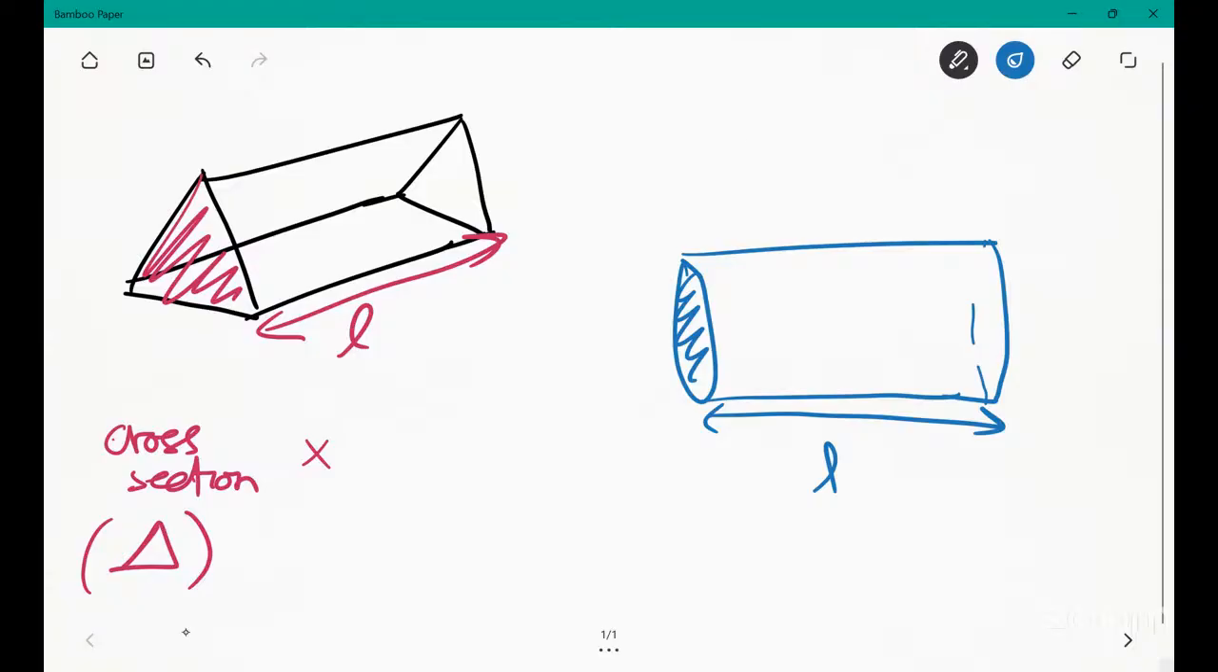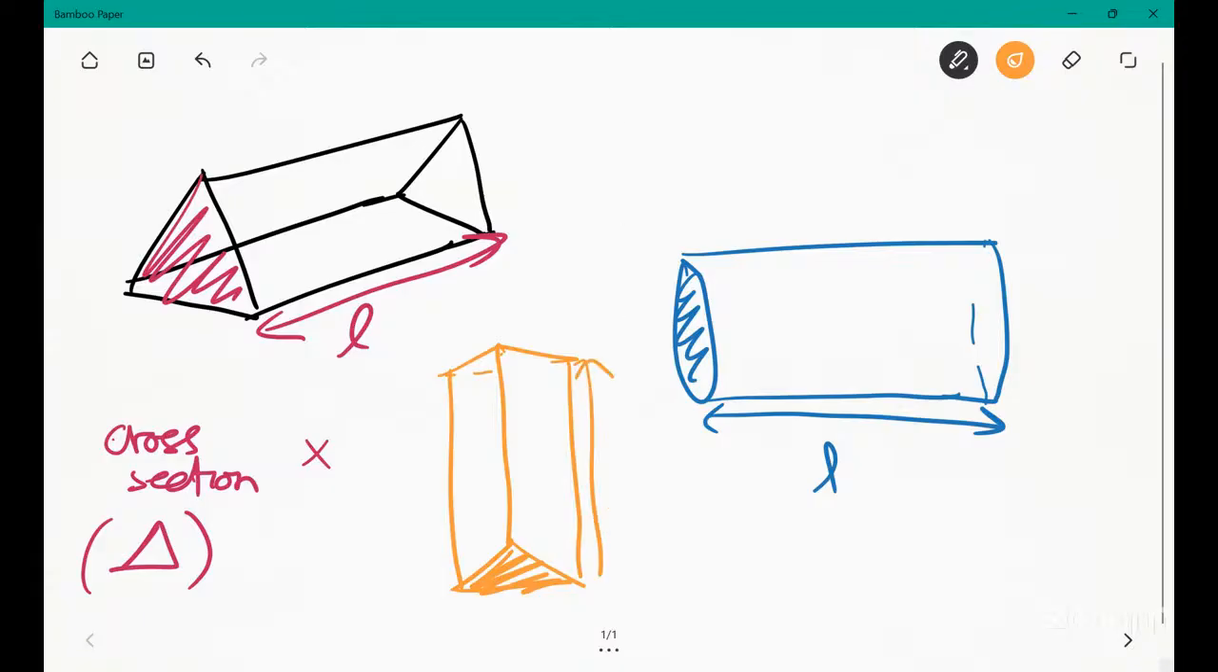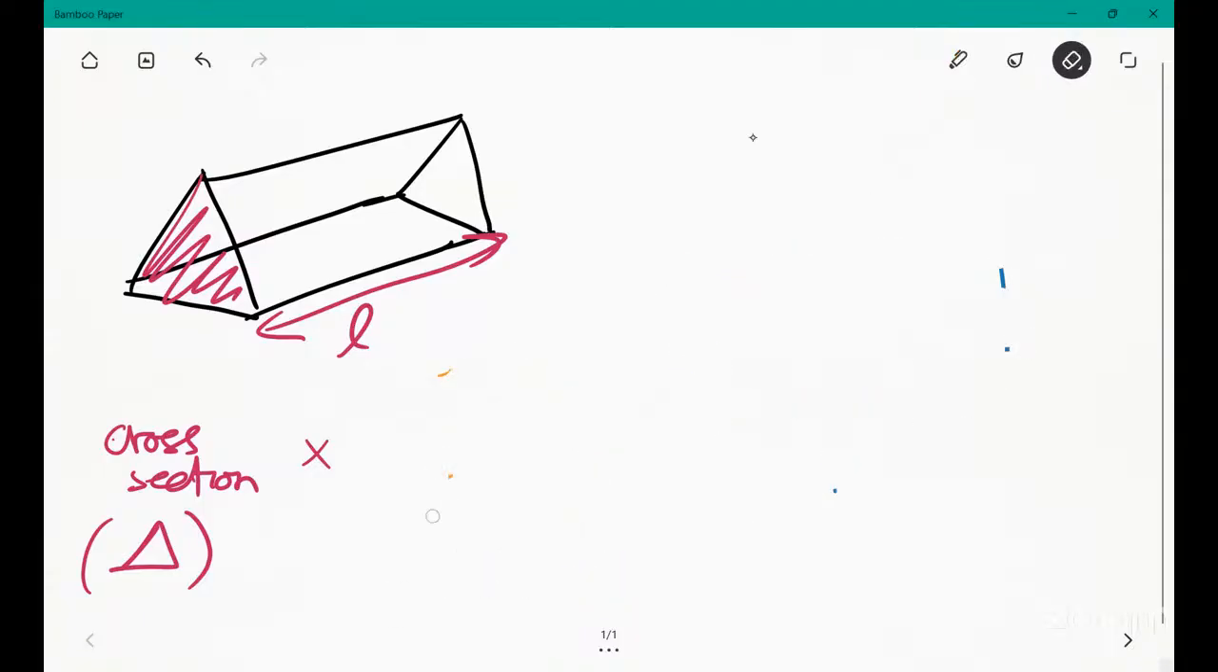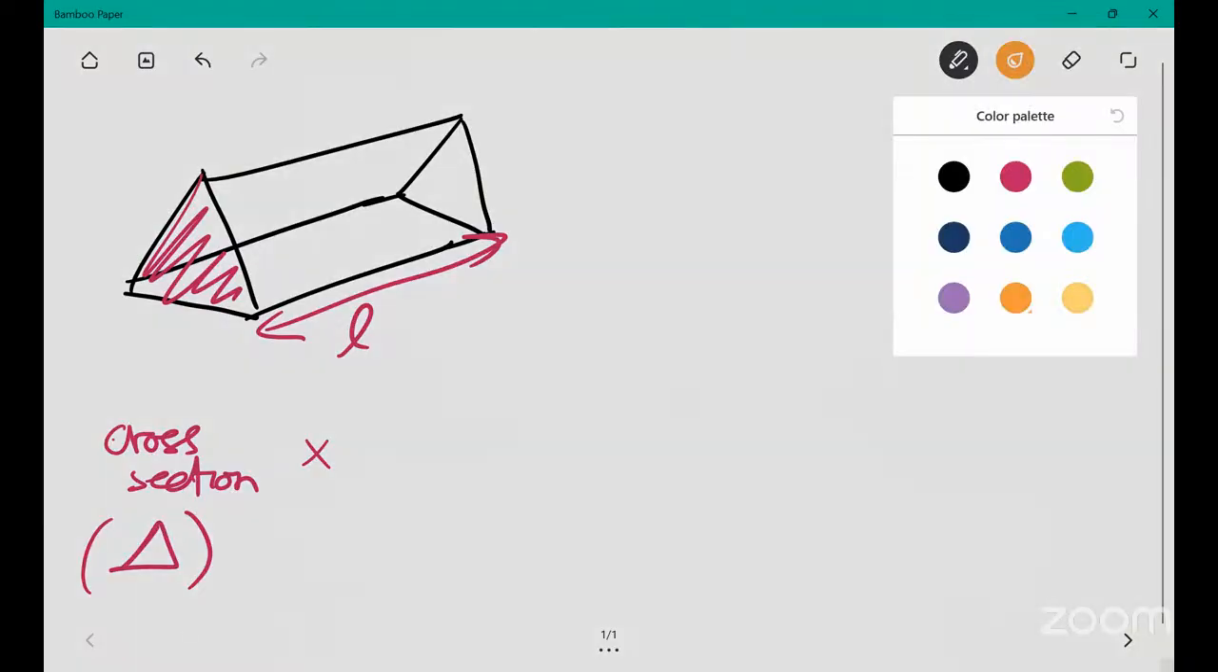So even the prism, you can put it that way, no problem. Take it like this. Something like this. Okay. So what's your area? Cross section is this. The length is going to be this. So you don't have to call it length. You can call it height. No problem. It's just the name. Don't worry about that. Just take it as whatever you feel comfortable with.